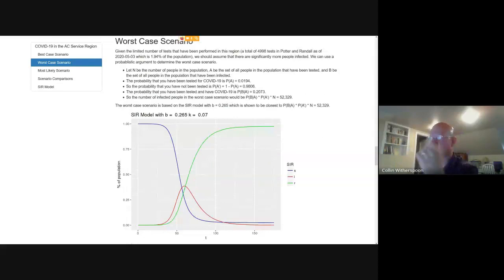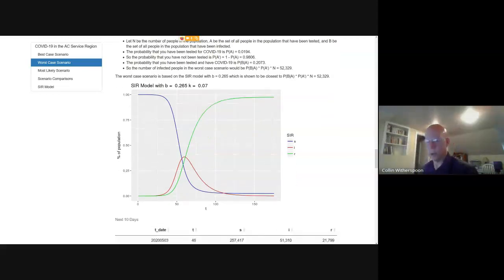So how do you get an estimate? Well, the number of infected people, worst case scenario, would be the probability of people that are infected given that they've been tested, times the probability of haven't been tested, times the total population. That's worst case scenario. As of May 3rd, 52,000 people.